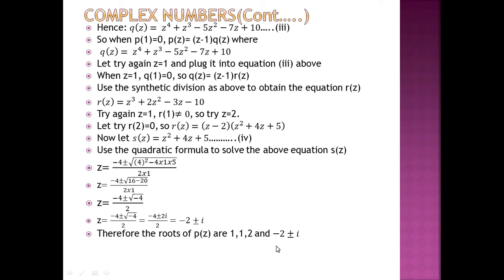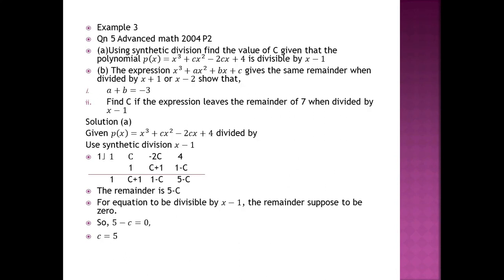So we have factorized the given equation, which is p(z). Now we have 5 roots: 1, 2, 3, and these two make 5. So that's how to solve any polynomial using the factor theorem in conjunction with synthetic division. It is a very crucial part of complex numbers, so we have to be careful to understand the procedures.